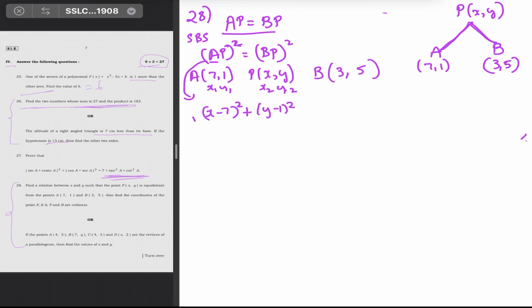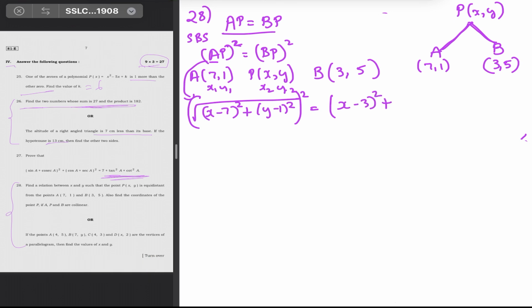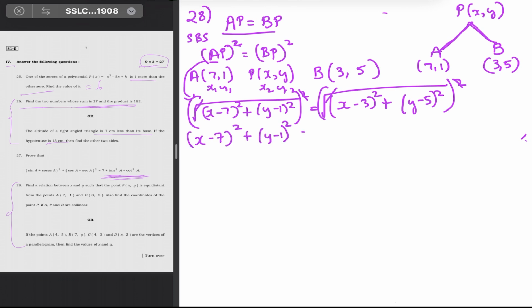The distance will be a square root and we have the whole square. AP square will be equal to BP square. So in this, we again take x minus 3 whole square plus y minus 5 whole square, square root. Square and square root get cancelled. So we are left with x minus 7 whole square plus y minus 1 whole square is equal to x minus 3 whole square plus y minus 5 whole square.